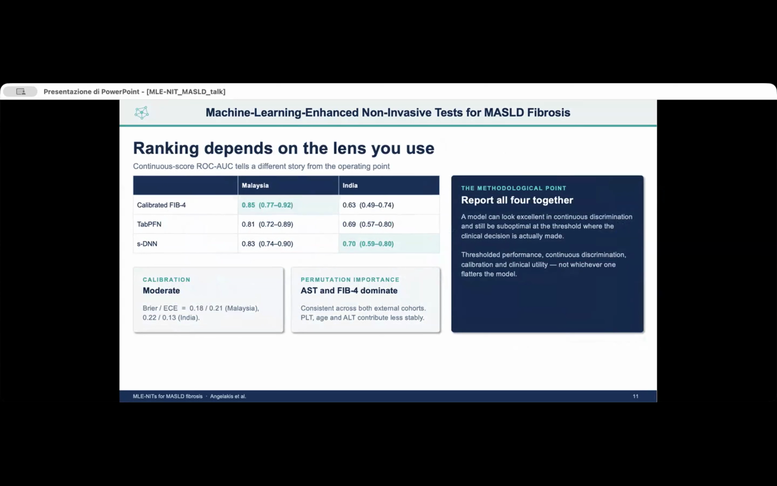When we evaluate continuous discrimination instead of a fixed threshold, the ranking changes. In Malaysia, calibrated FIB4 achieves the highest continuous AUC. In India, our neural network performs best. We also looked at calibration and feature importance. The deep neural network consistently relied most heavily on AST and the FIB4 score itself, which is clinically reassuring, by the way. The broader message here is that no single metric should decide on its own whether a model is useful. They need to be read together.